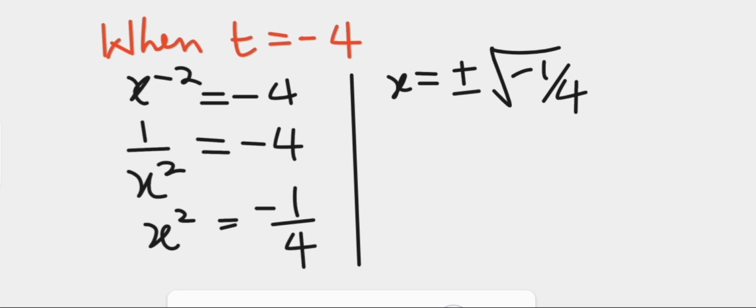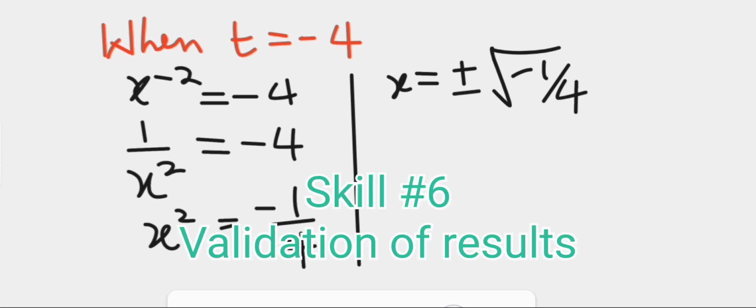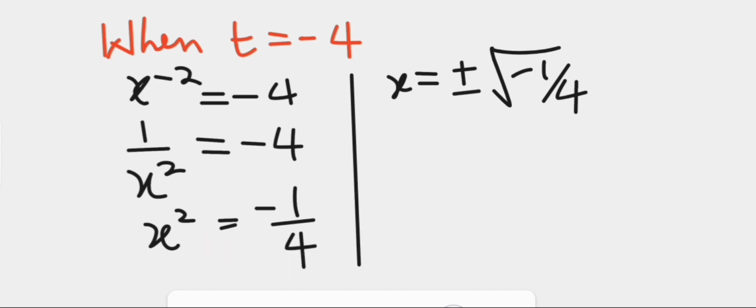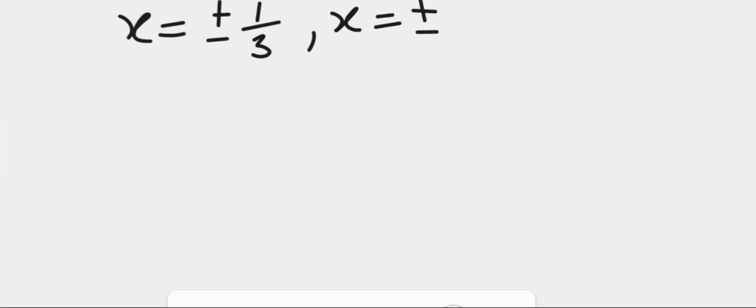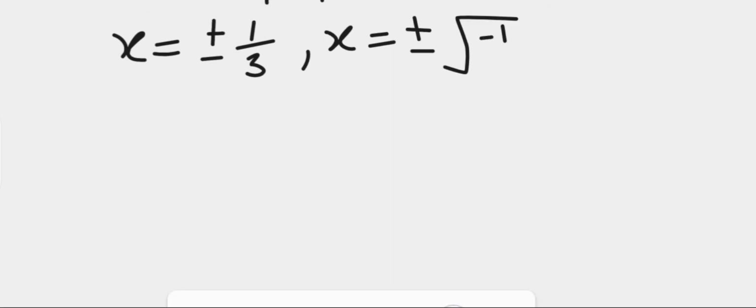And that takes us to the last mathematics skill that we need in solving this question, which is validation, or testing the validity of the answers, or what we can call a check. So in checking the solutions, we have the first set as x equals plus or minus 1 over 3. And we have the second set as x equals plus or minus the square root of negative 1 over 4. So looking at this one, the two solutions here, negative square root of minus 1 over 4 and positive square root of minus 1 over 4, they are complex roots.